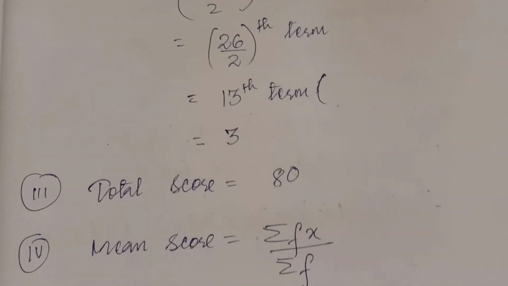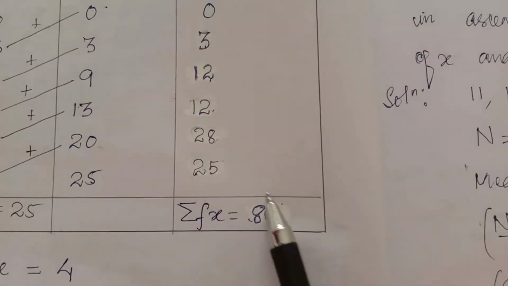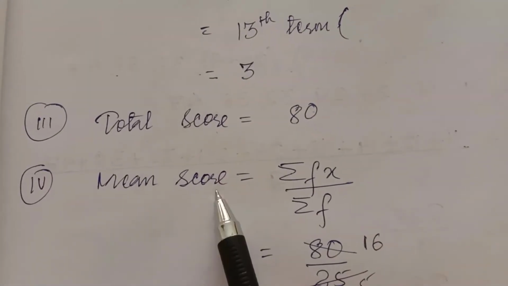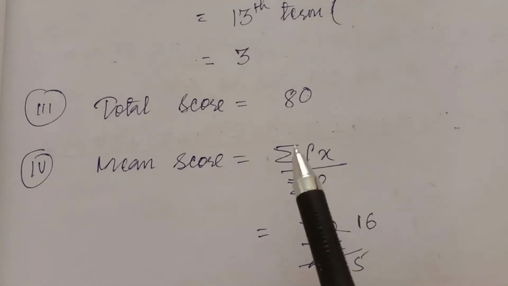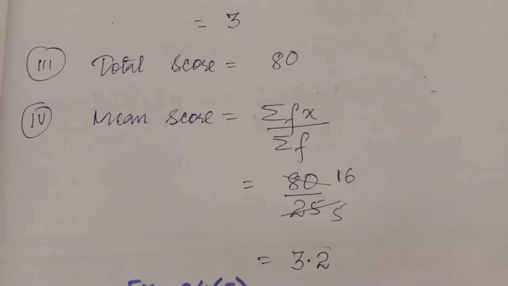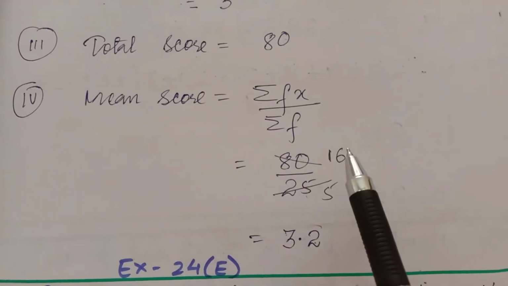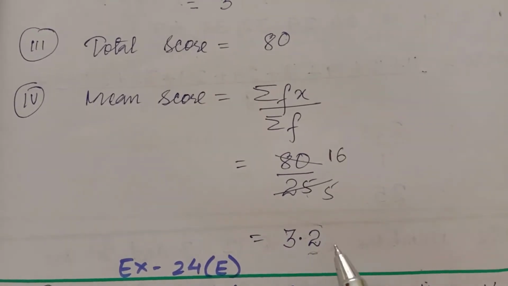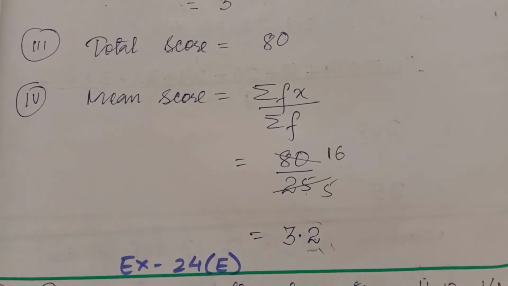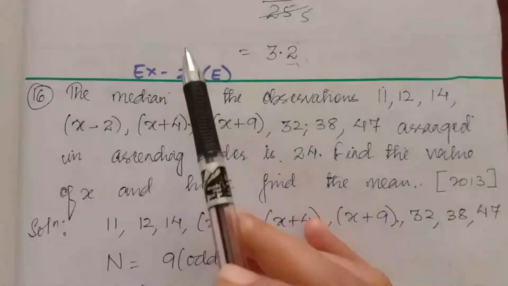Now the total score. Total score is this one, 80. Now we have to find the mean score. This is the direct method. The formula is summation fx by summation f. Summation fx is 80 and summation f is 25. So 16 by 5, 3.2. This is your answer.